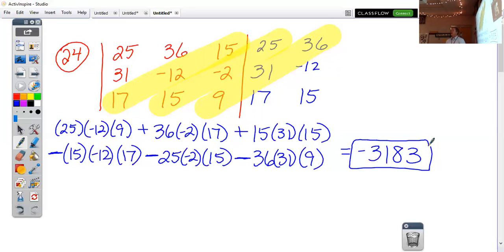Okay, cool. So if you did it the other way, you would have put 25 and then negative 12, negative 2, 15, 9. And then you would have done 36 and 31, negative 2, 17, and 9. And then you would have done 15 and 31, negative 12, 17, 15. Yes, I got those right. Yep, the top 3 numbers are always outside.